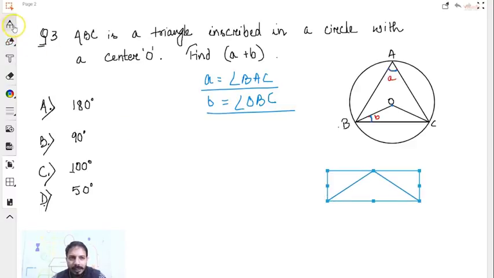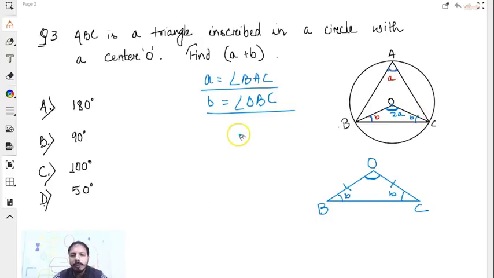What is OBC guys? See this triangle carefully. This side is equal to this side, right? So this angle will be equal to this angle. So if this is B, this is also B. And what is the relation between this angle and this angle? If this is A, we have just learned from the theorem that the relationship between these two is twice, right? So this will be twice A, and this is also B. So now you got it, right?